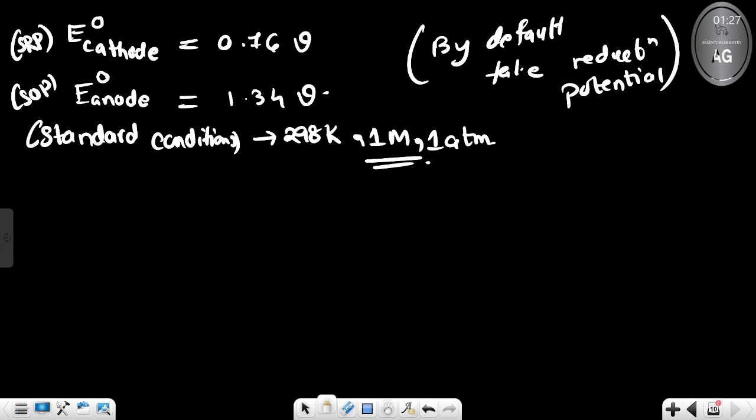Now how to write the E0 cell? That is very important, because the question will need this value. E0 cell. They will ask you for the potential of the cell. So what potential am I finding out? SRP only I am finding out. I am finding out the standard reduction potential of the cell only. Correct?